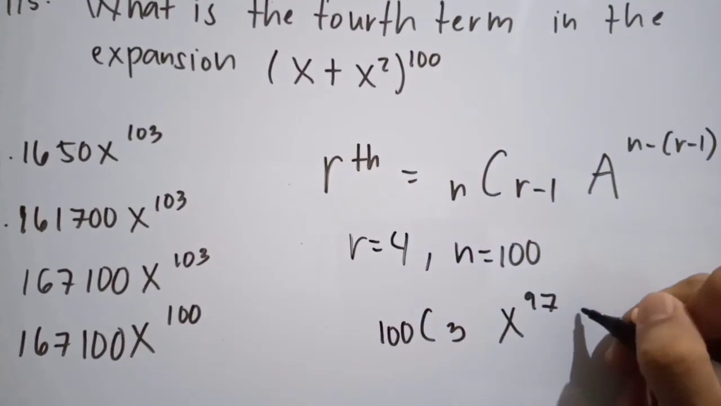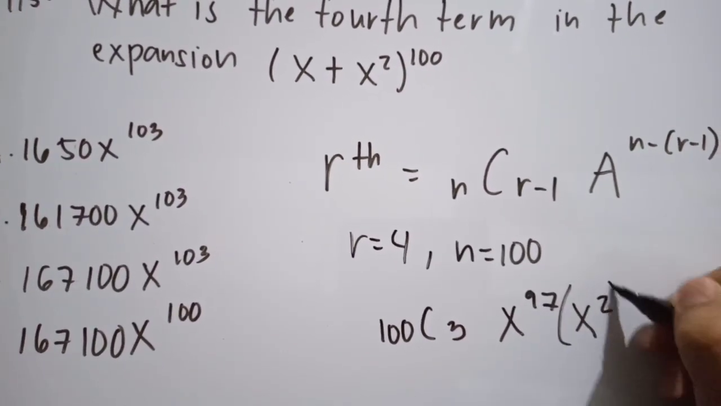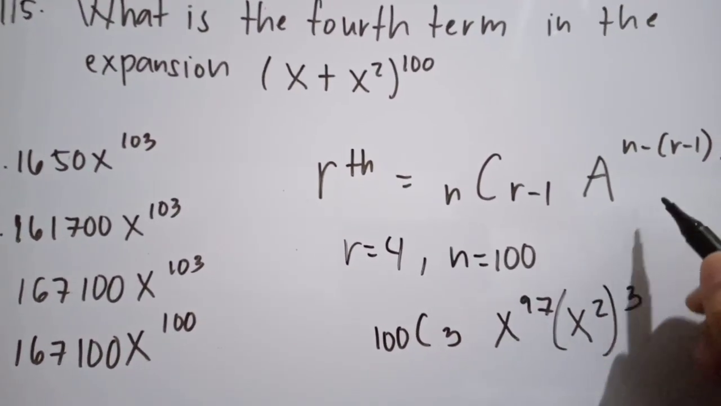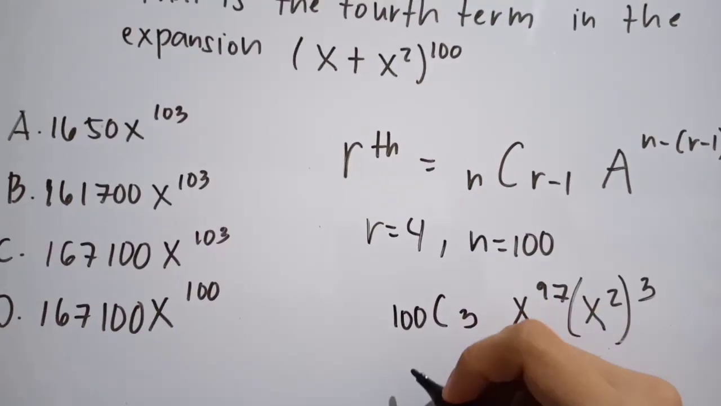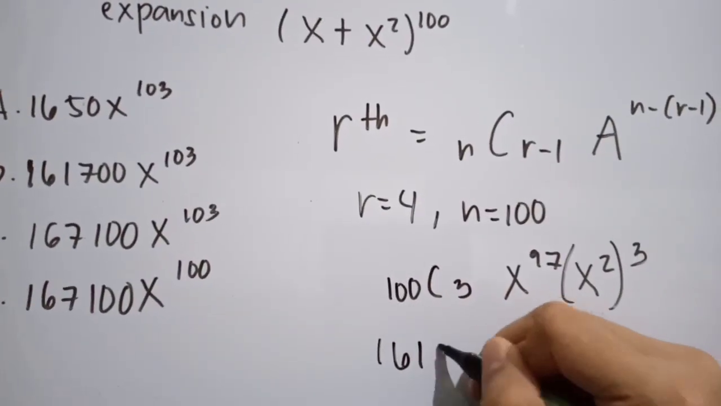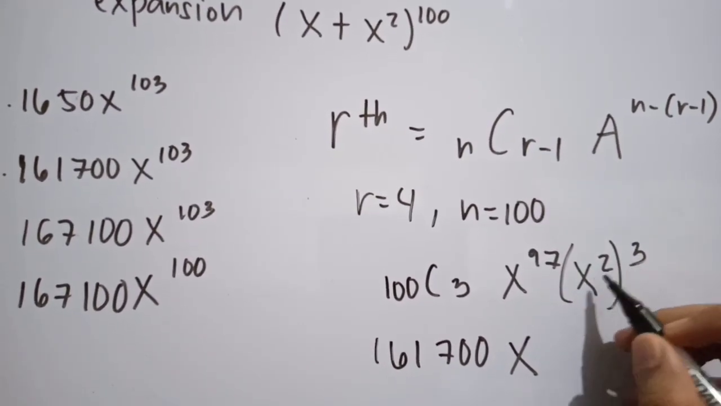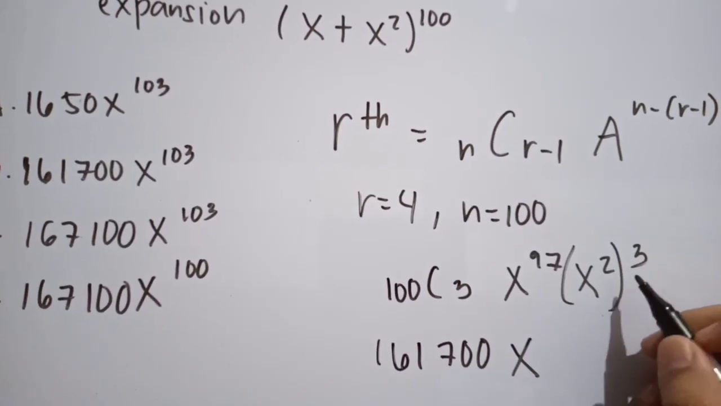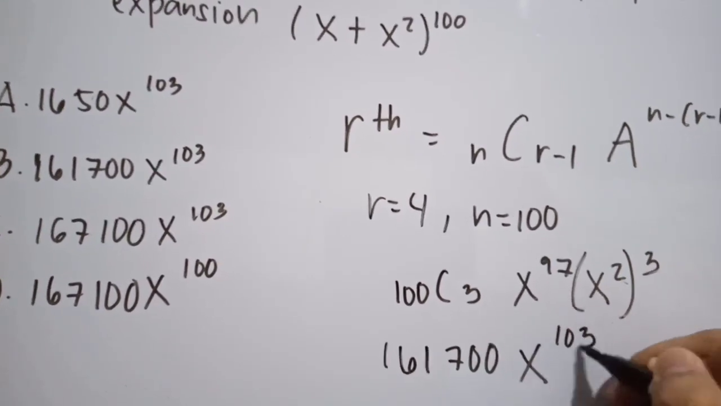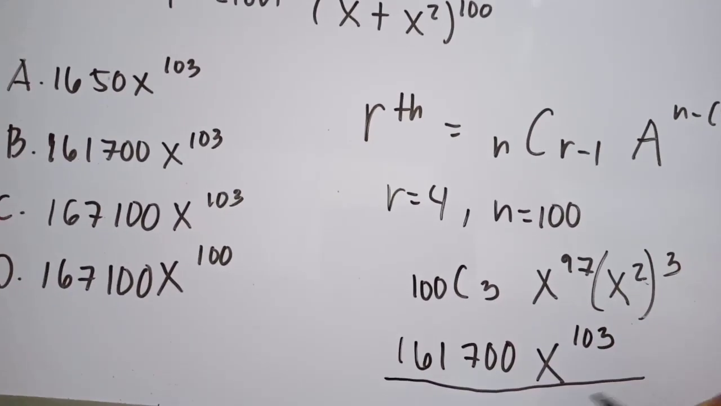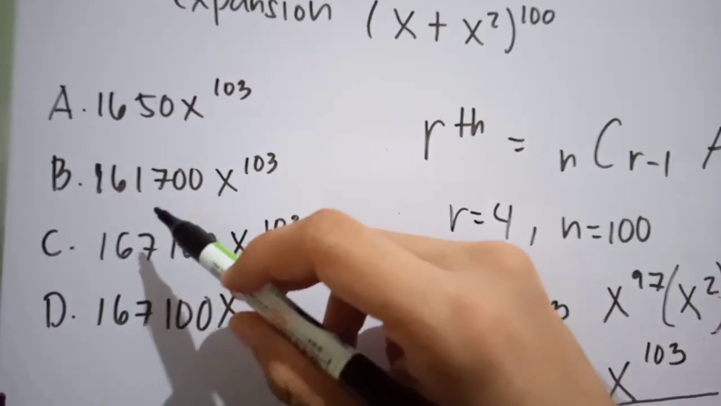Tapos yung pangalawang term naman, x squared. Kung anong nandito, yun din ang ilalagay mo dito na exponent niya. So, parehas na, di ba? Yung exponent ng b dito ay parehas dito. So, ay magiging 161,700. Tapos ito, magiging x raised to 6, multiply mo lang yung 2 at 3. X raised to 6 plus 97, dito magiging 103. So, ito yung tamang sagot. 161,700 x raised to 103. So, ang tamang sagot ay letter B.